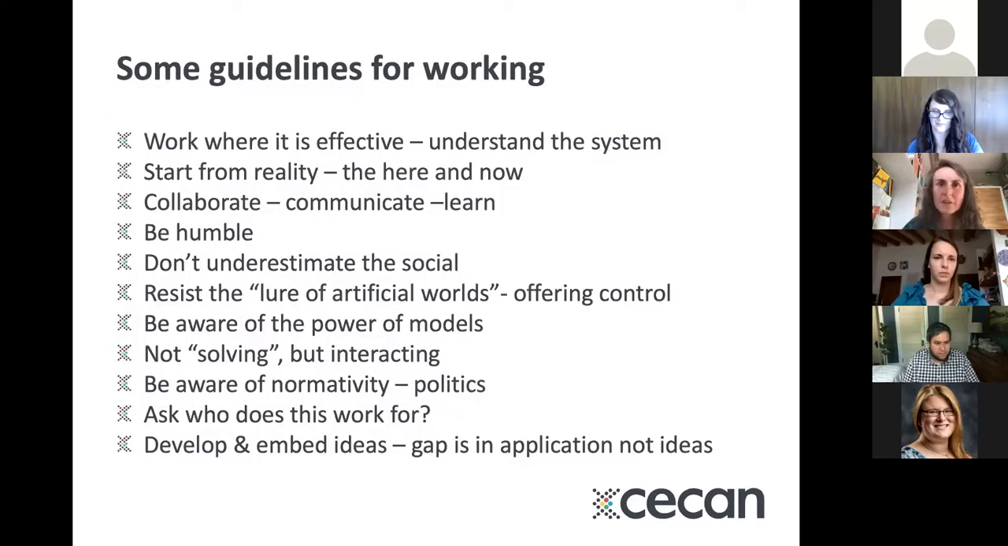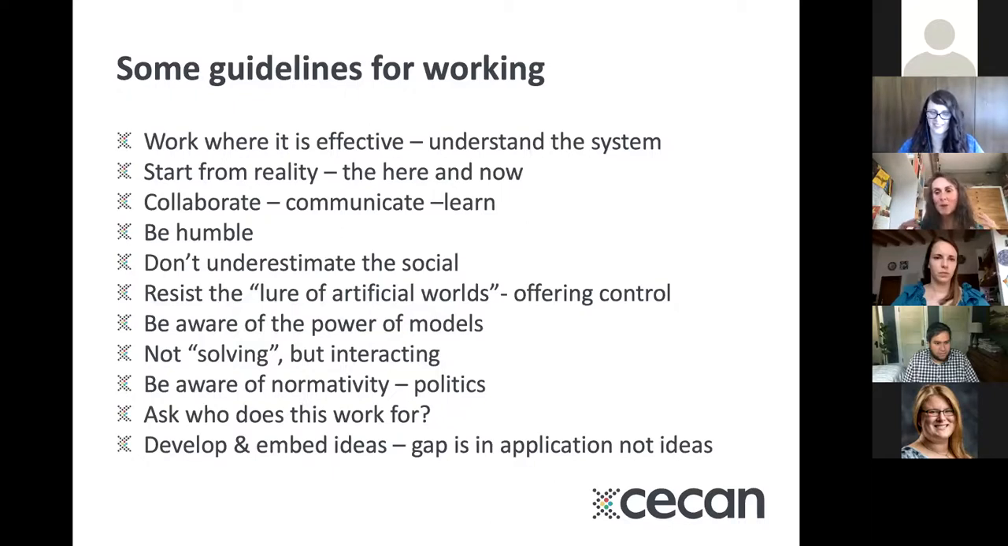So just to wrap up, I think for me, there are some important guidelines for working on real world challenges if you want to have genuine societal impacts, okay? So work where it's effective: understand what the whole system looks like, and then think about where it might be effective to intervene and where there is power to intervene. Start from the here and now, where we are in reality.